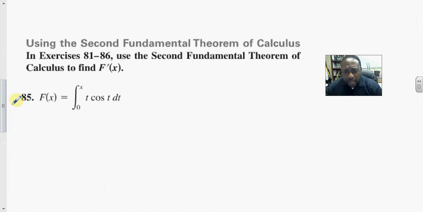Here, just simply use the second fundamental theorem of calculus to find F prime of x. So F prime of x is t cosine t evaluated at x. This is just x cosine x.